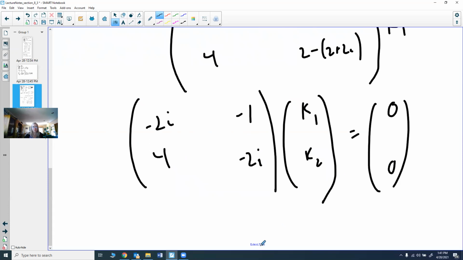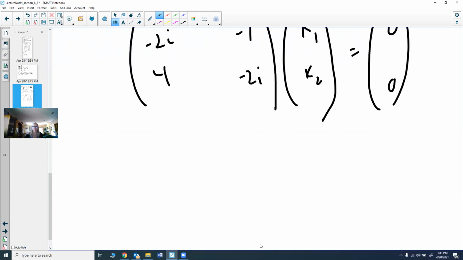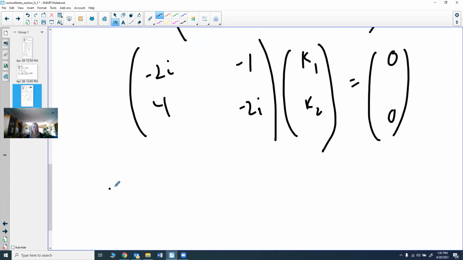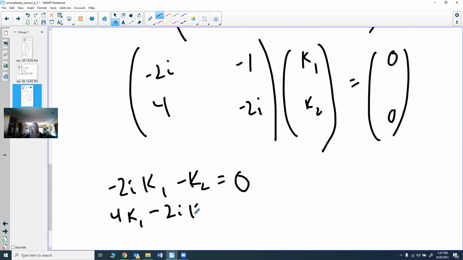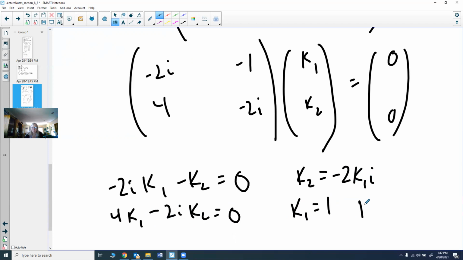Again, the way matrices work is you can multiply these matrices together and then matrices are equal by components. So we're going to have negative 2i times k1 minus k2 equals 0, and 4k1 minus 2i k2 equals 0. Believe it or not, these are actually the exact same. This one tells me that k2 is equal to negative 2i k1. They actually work the same way, if you use the idea of complex numbers. So again, pick something for k1. I personally would pick 1 for k1 because you can. There are no fractions. K2 would therefore be negative 2i.